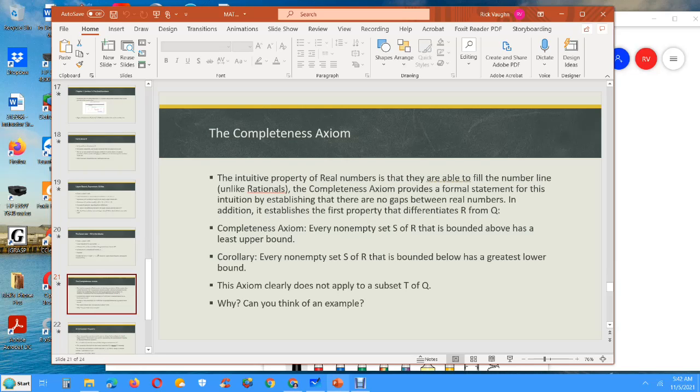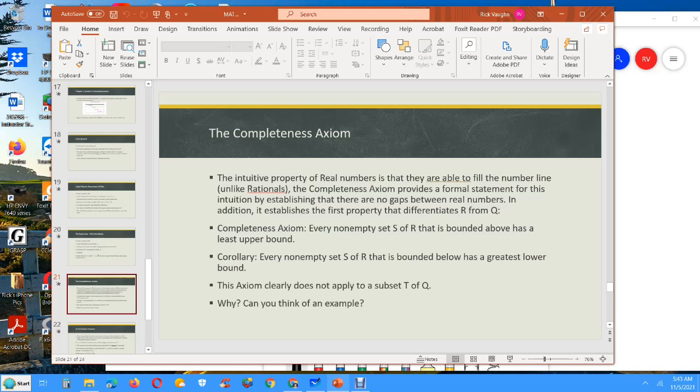We get to the completeness axiom, which is the way in which the rational numbers and the irrational numbers fit together to give you the real number set. Okay, so every non-empty set that's bounded above has a least upper bound. That's completeness. Every non-empty set that's bounded below has a greatest lower bound. That's just the corollary, the other side.